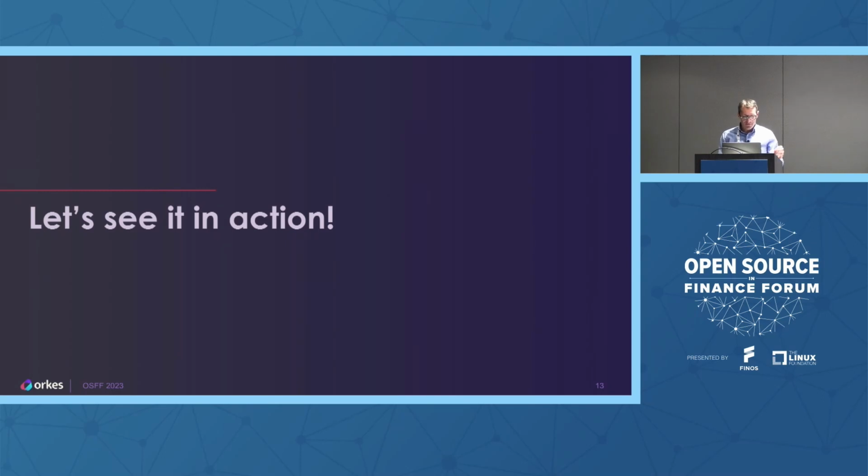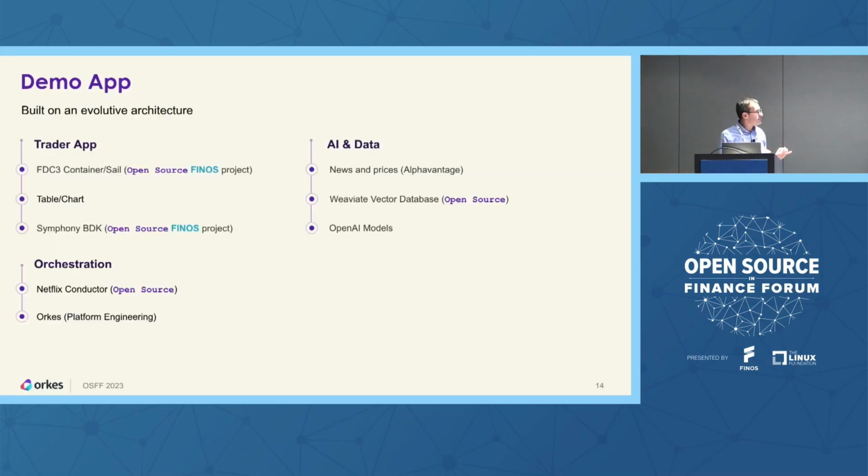Let's see it in action now. The demo app that you're going to see will have the trader app that is made of an FDC3 container. You probably heard about that in some other sessions, or you may be familiar with the concept of FDC3: multiple applications that can communicate with each other and pass information in context. This is an open source FINOS project. There will be a table, a chart. There will be a Symphony bot, built with the Symphony bot developer kit, which is another open source FINOS project.